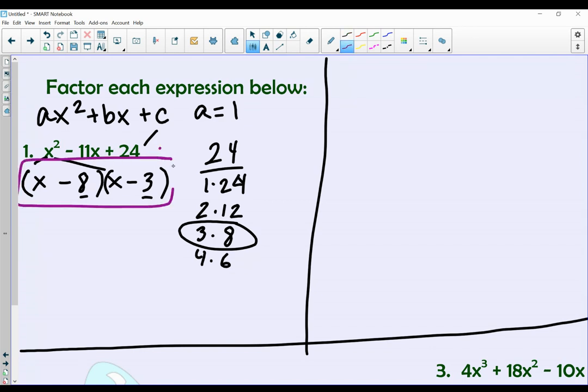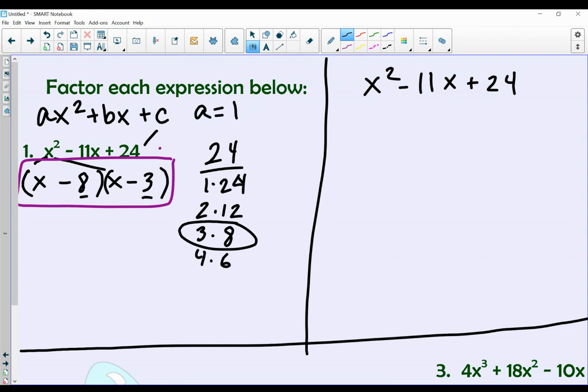So that's why it might be a little easier to use this method when a is equal to 1. What we have previously done is factoring by grouping. So if you like factoring by grouping, that is fine with me because we like to use it when a is not equal to 1. And so just sticking with one method, that's great.